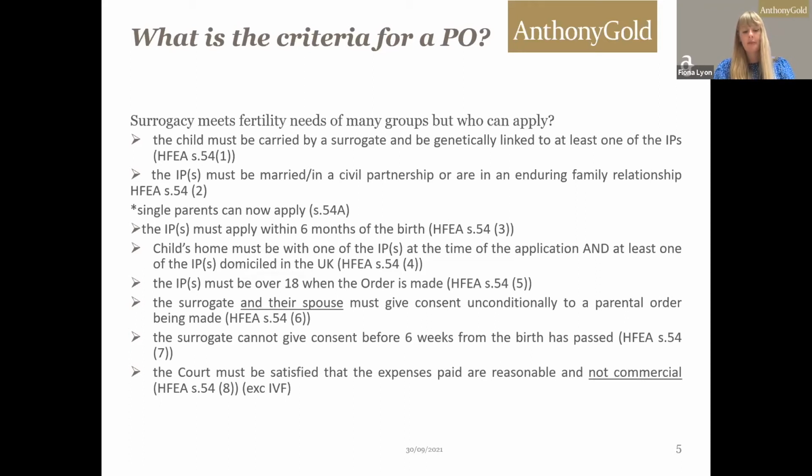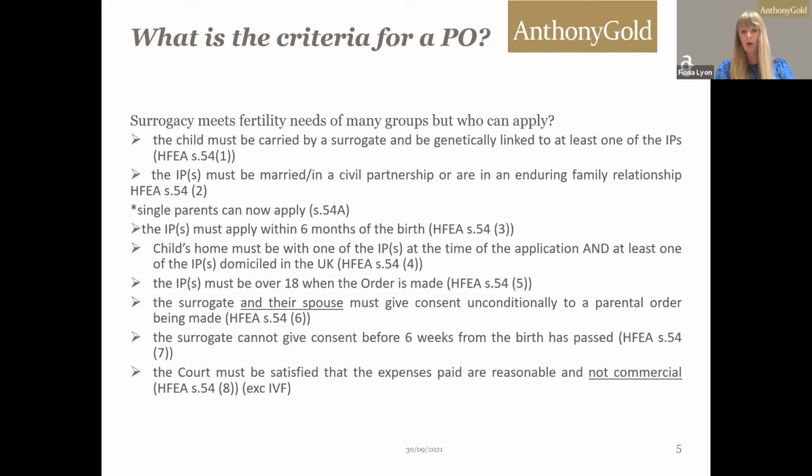So the next criteria is that the IPs have got to apply within 6 months of the birth. Again, there was the case of Re-X, which stretched the meaning of this because the application was made 2 years later. The court still made the parental order in that case because it was in the best interests of the child to do so. The next criteria is that the child's home must be with one of the IPs at the time of the application.